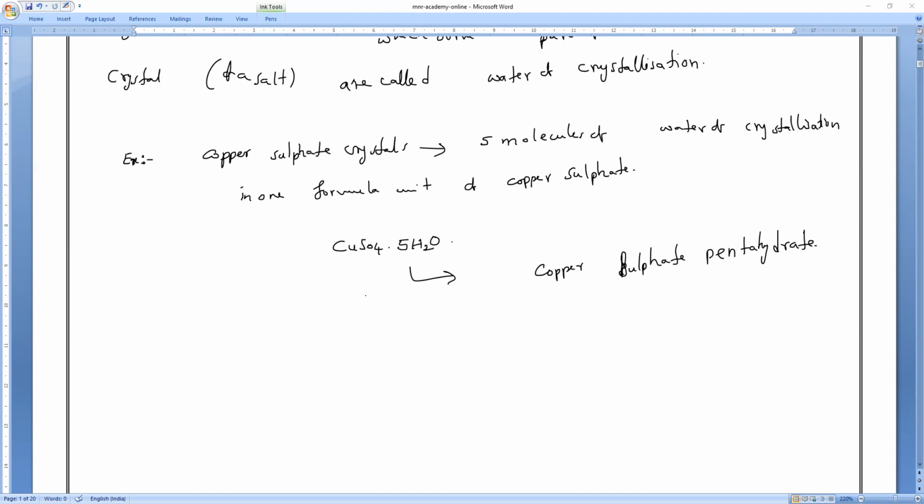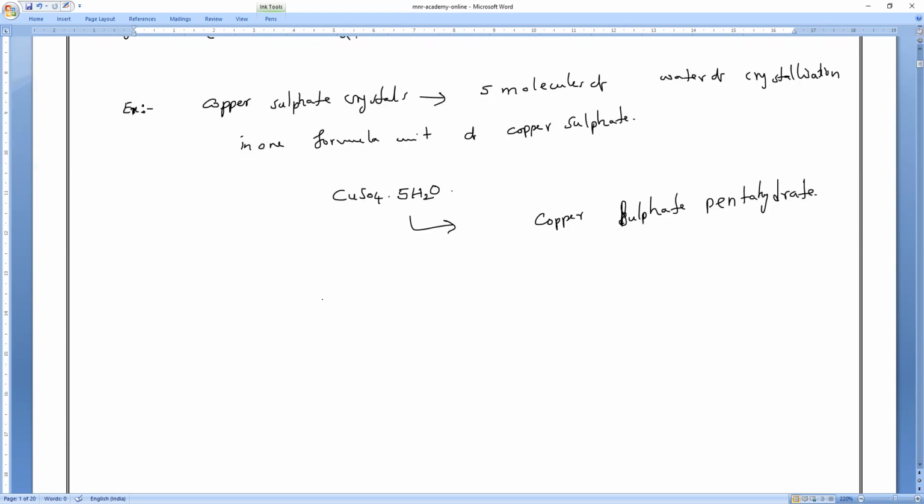Next, if you take washing soda, what is the chemical name of washing soda? This is the first example; let me take the second example. Washing soda, what do we call it, everybody?